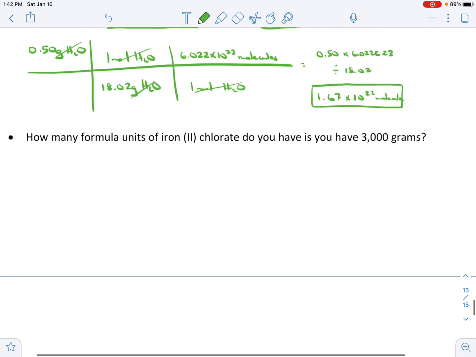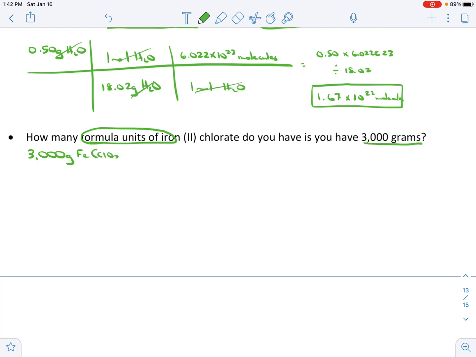Let's try one last one. We have 3,000 grams, and we're going to formula units. So 3,000 grams on our T-chart. And Griffith, you didn't even do what you're supposed to do. Highlight and underline. There we go. 3,000 grams of iron 2 chlorate. Starting to wish I would have picked a different one, but it's cool. So our first step is to divide by our molar mass.